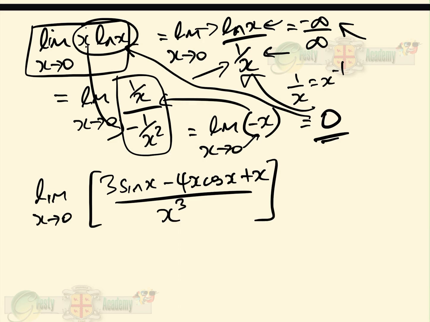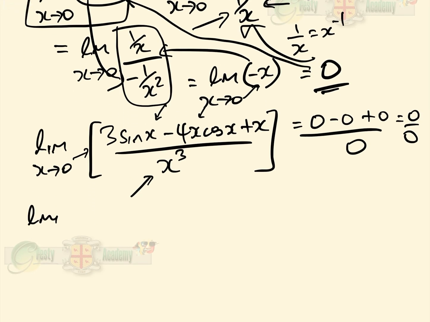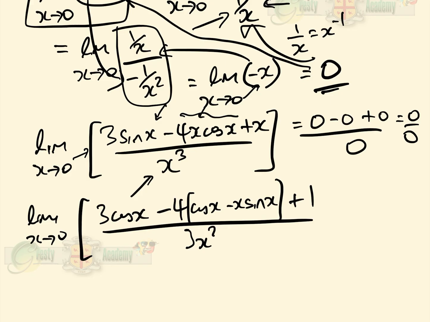So basically when we put x equals 0 into this, we get 0 minus 0, add 0 over 0, so it's 0 over 0, so it's indeterminate, so therefore we can differentiate top and bottom and use L'Hopital's rule. So that equals the limit as x approaches 0 of, differentiating the top, the differential of 3 sine x is 3 cos x, differentiating this bit here by the product rule gives us 4 cos x minus 4x sine x, and differentiating that x is 1, over 3x squared.